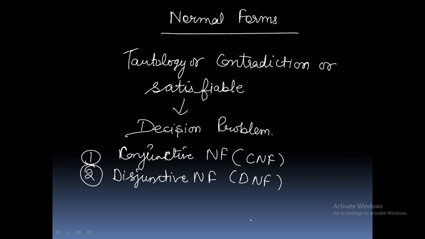Now I am going to discuss the next topic, normal forms. The problem of finding whether a given statement is a tautology, contradiction, or satisfiable in a finite number of steps is known as the decision problem. There are two types of normal forms: conjunctive normal form and disjunctive normal form.